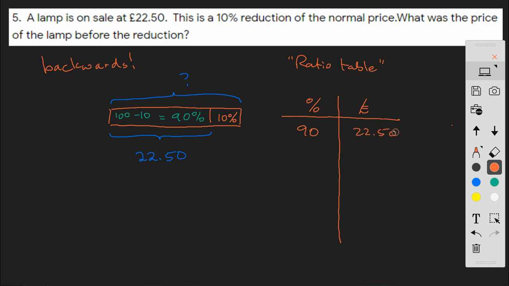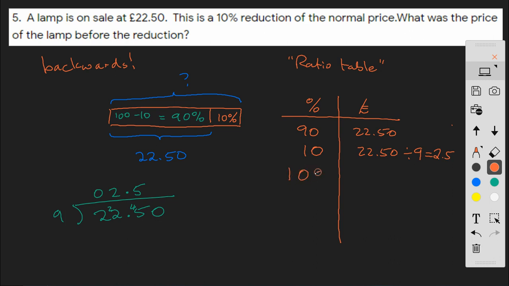If I know that 90% is 22.50, then what I'm going to find out is what 10% is. 10% must be 22.50 divided by 9. Not quite sure what that is, so let's do that bit of bus stop division. How many 9s go into 2? None, with a remainder of 2. Got a decimal point there, mustn't forget that. How many 9s go into 22? 2, with a remainder of 4. How many 9s go into 45? 5. Fantastic. So I know that my 10% is 2.5.